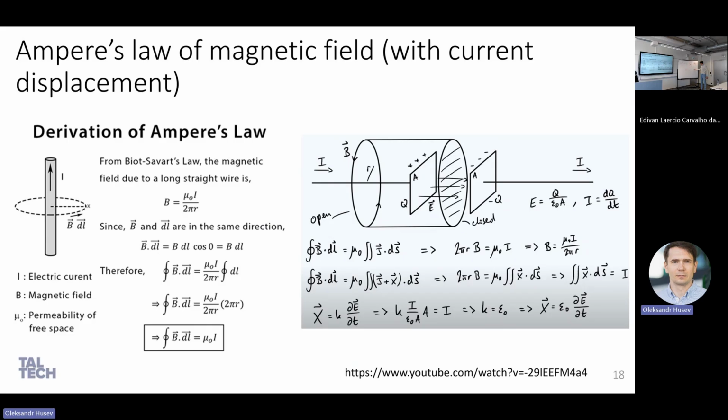Have a look from another side. This is the current, right? This is just a current path. And here you definitely have a magnetic field like this. What does it mean here? That you can select any enclosure path like this.